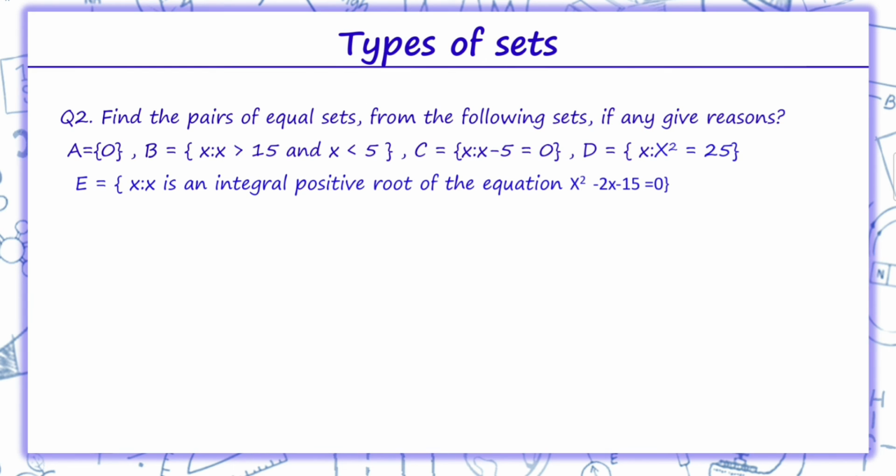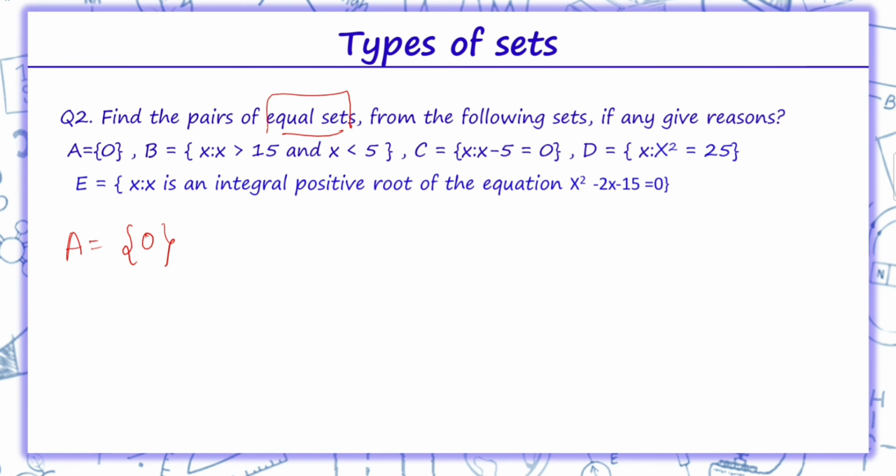Now find the pair of equal sets from the following sets. If any, give reason. Now A is having 0 element. We have to find equal sets. Equal sets mean all the elements of this particular set will be equal to the other particular set. Now A is 0 over here.